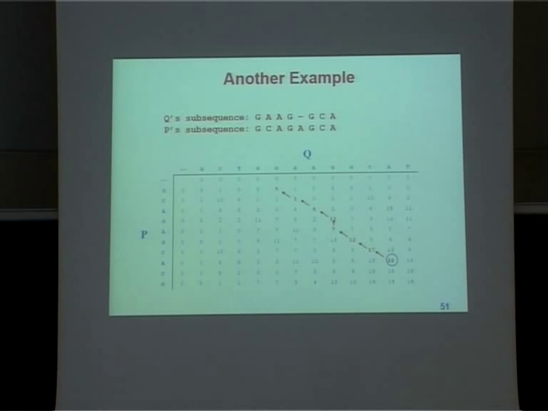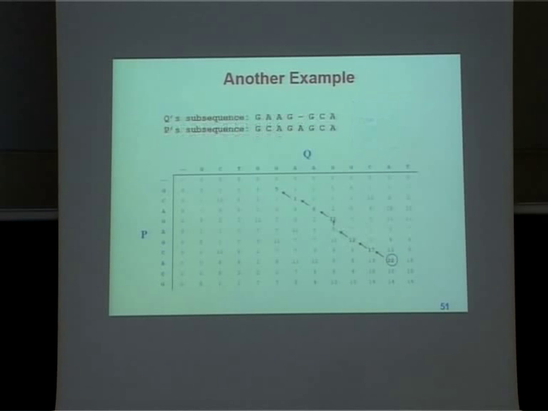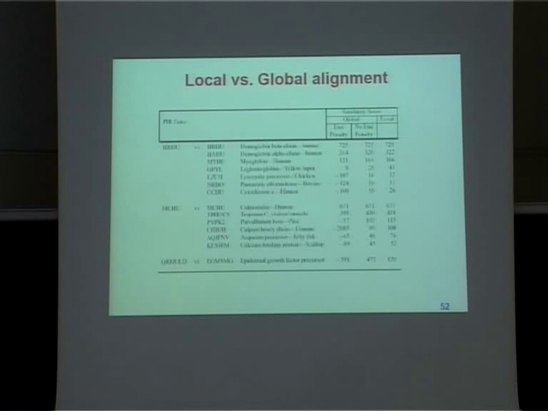And here's the quick solution: the score is 22, which is this. You may try to fill it in on your own as an exercise. If you practice, you'll understand the algorithm better. And here are some actual results from real sequences that compare local with global alignment.